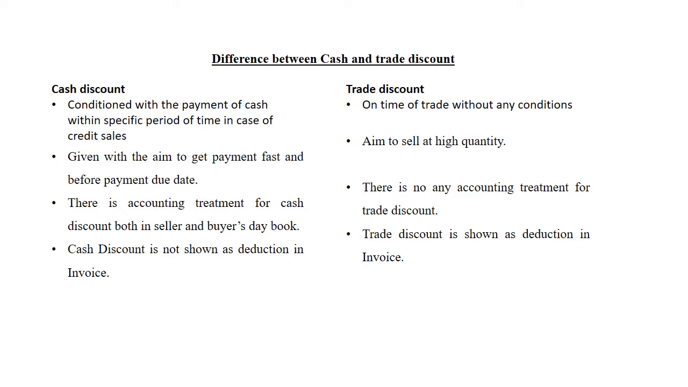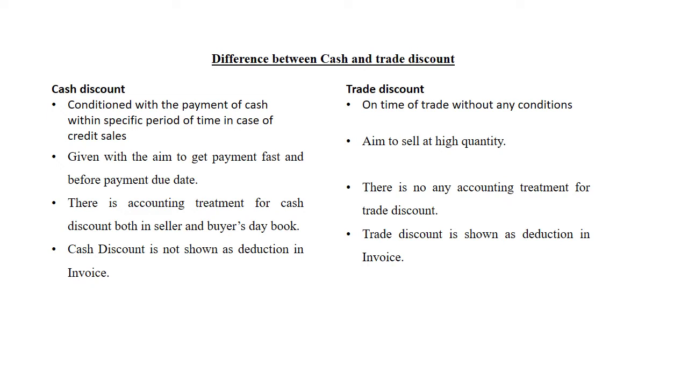For trade discount, it's on time of trade without any condition. Just discount. Instead of selling the good at 100, I'm going to sell it at 90 without any condition. And the aim of this kind of discount is to sell more, to sell a high quantity of goods. And there is no accounting treatment for trade discount.